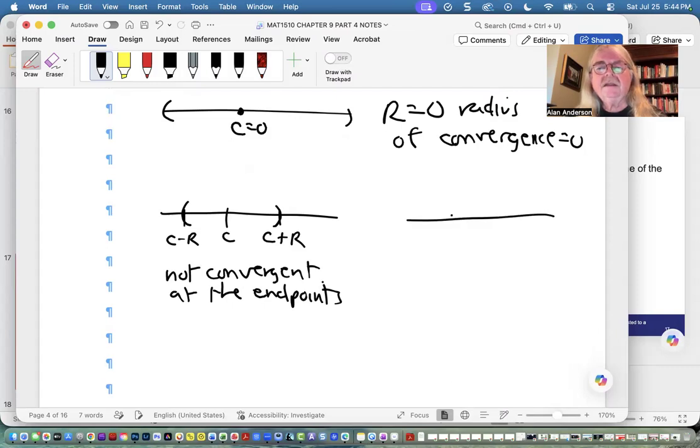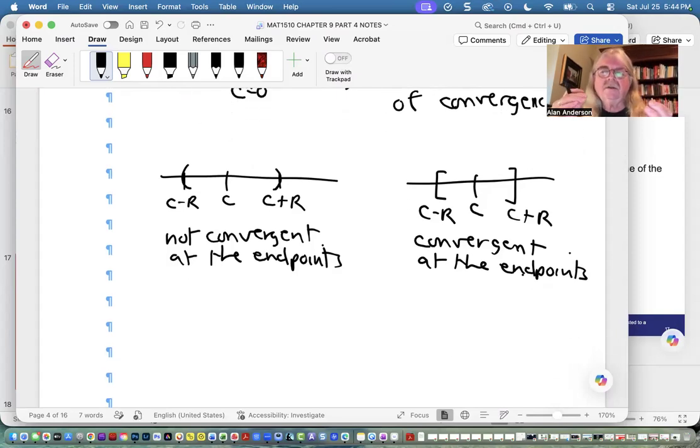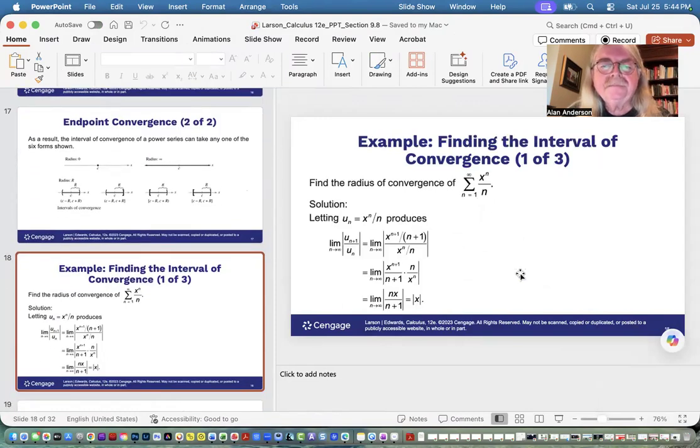But then the opposite case would be this. Those square brackets mean that they do get counted in the interval. And then we have everything in between, where one side is included and the other is not, and vice versa. So all the other possibilities are listed here. Let's take a look at this one.